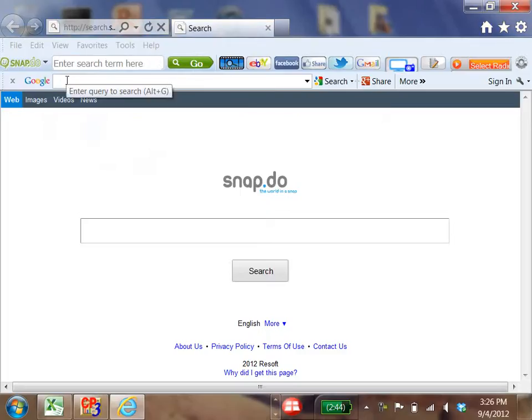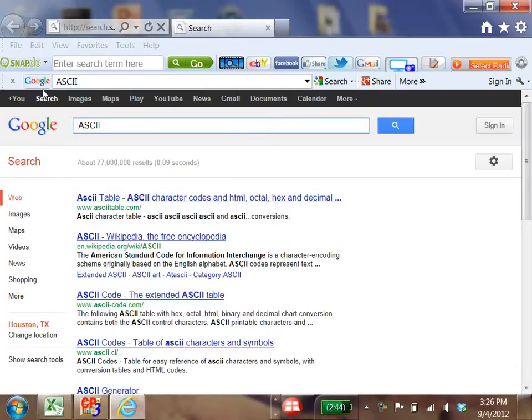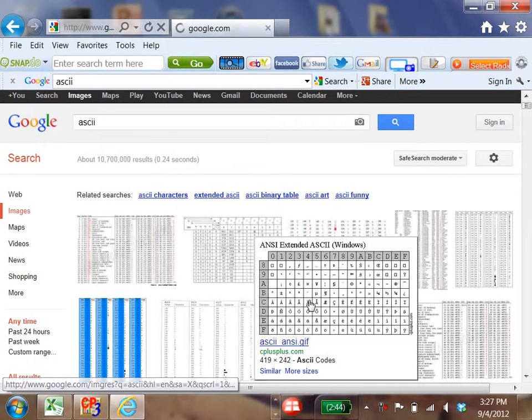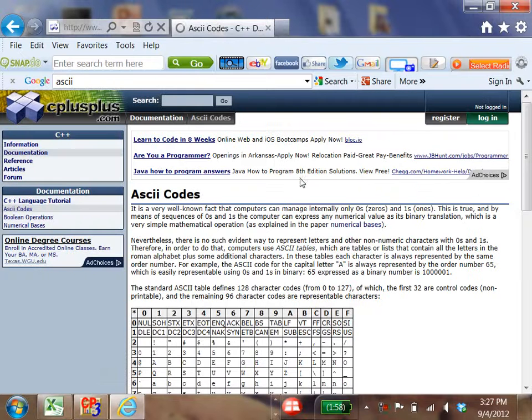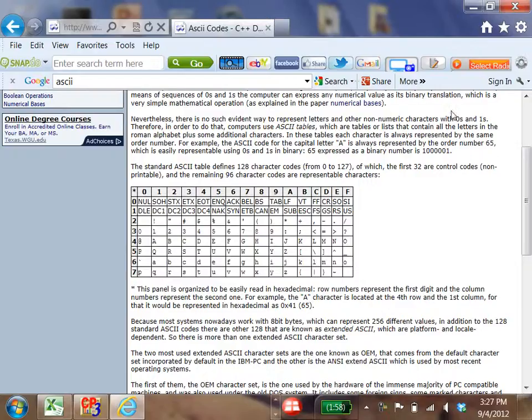Google it. Let's see. If I go to images. Oh, good idea. Here's a good one. This looks good here. Here's the ASCII code. Okay.